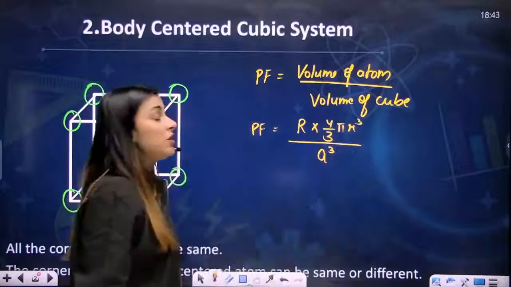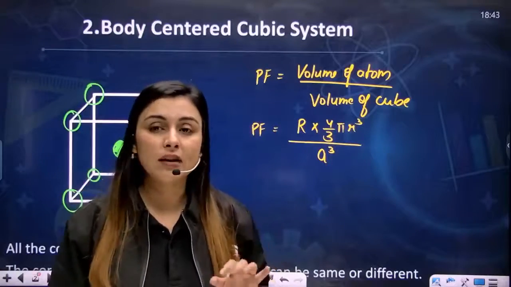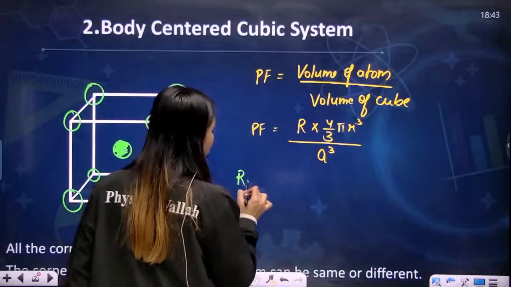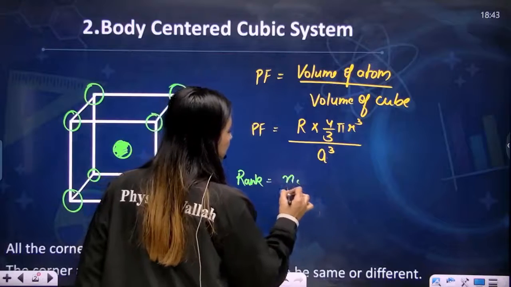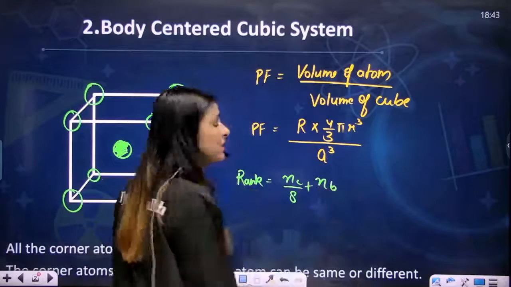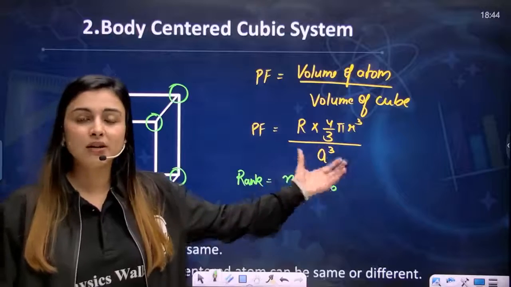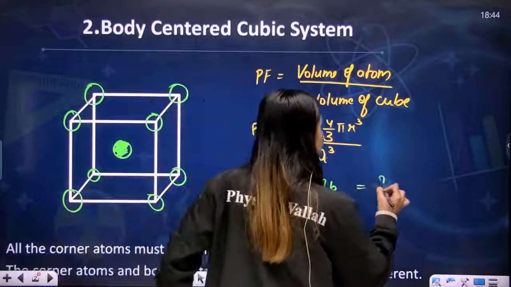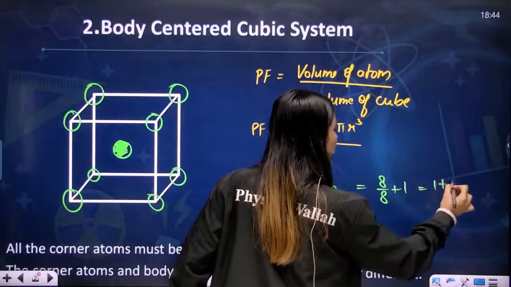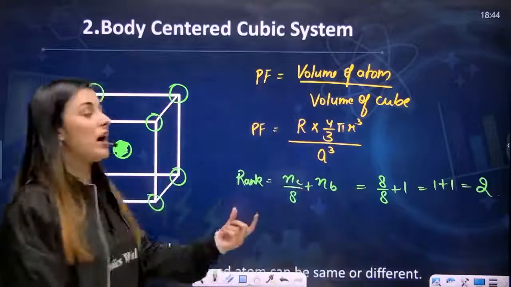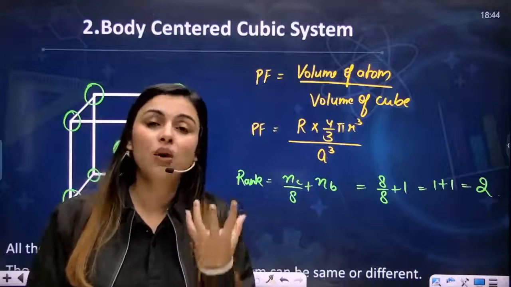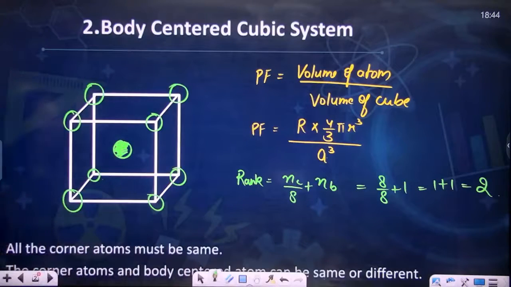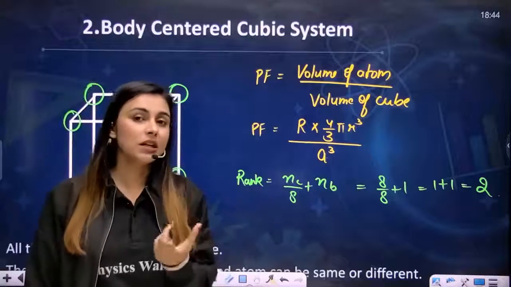Yes. Now, the first and the most important thing that we need to calculate is the rank of a body-centered cubic unit system. So, my dear students, the rank for a body-centered cubic system would be NC by 8 plus NB, because it does not have face centered atoms or end centered atoms, right? Yes, so this would be 8 upon 8 plus 1, which is equal to 1 plus 1, which is equal to 2. So you have effectively two atoms present in the cubic crystal system. Okay, so this is how we calculate the rank of a body centered cubic system.